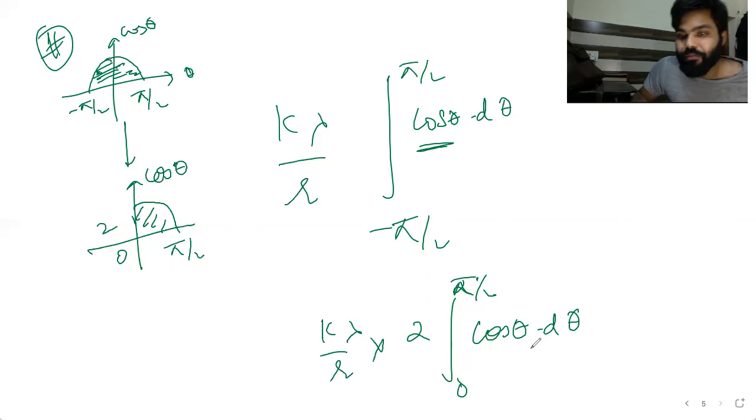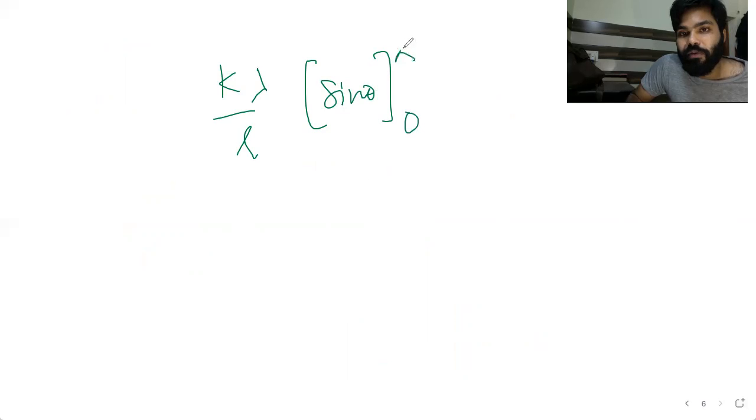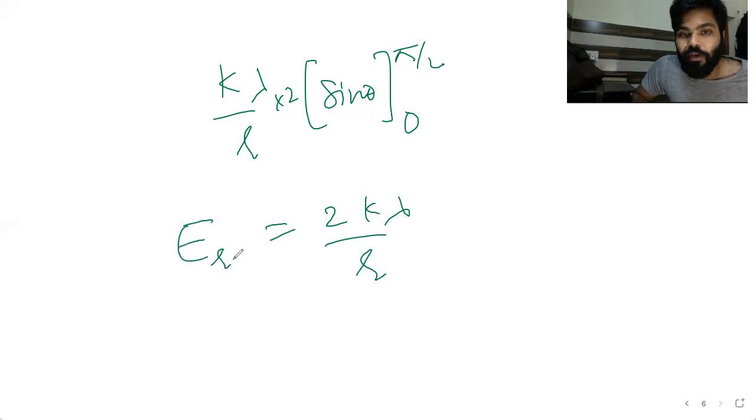Now the integration of cos theta is sin theta, so we will have k lambda over r, integration is sin theta, and the limits were 0 to pi by 2, and 2 was also present. Okay, when you put in the limits, you will get the value 1. Sine pi by 2 is 1, and you will have the answer 2 times k times lambda over r, which is the electric field of the rod at a distance r from the center of it.